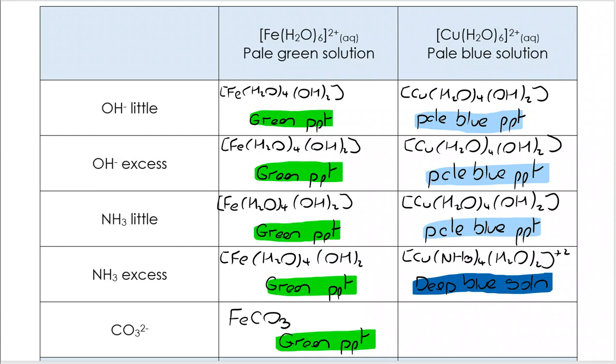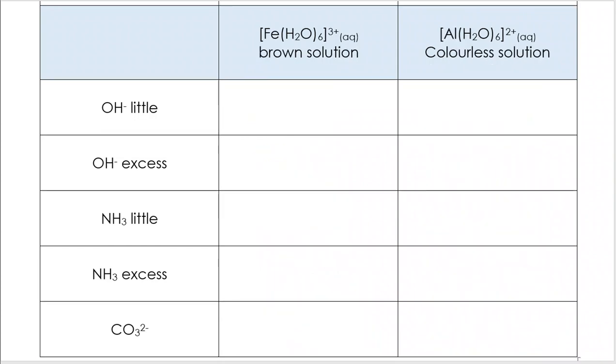And then finally, because it's a +2 ion, we end up with our metal carbonate. It's insoluble, and you've got to remember here that it's a blue-green precipitate. So that's the entirety of the first two that you will need to remember and learn. Let's look at the next two.